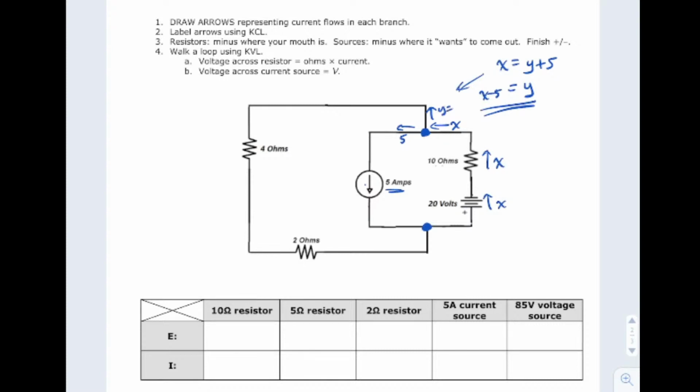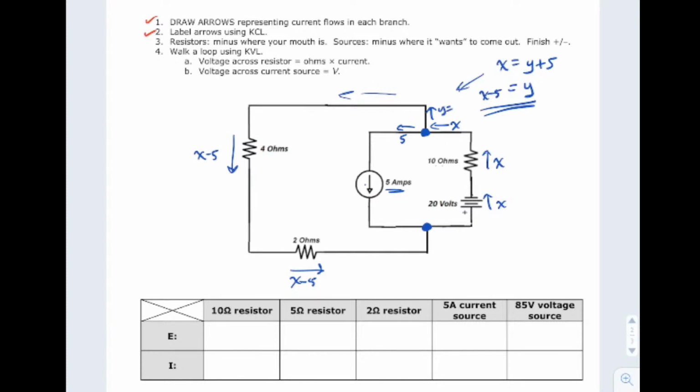I'm going to label this as X minus 5. So this current comes around this way, comes around this way, and coming through here, the amps is X minus 5. And then coming through here, the amps is X minus 5. So I've got 3 branch currents. This is all X through this loop. This is all 5 amps in this loop. And I've drawn it this way. This will be X minus 5 in this loop. Those are my 3 branch currents. That was drawing arrows. That was labeling arrows. 2 steps down, 2 to go.